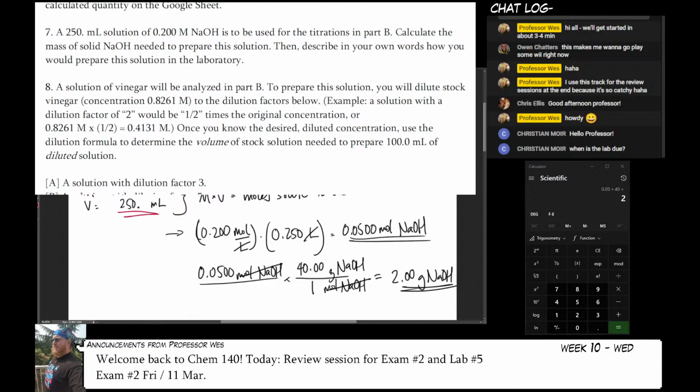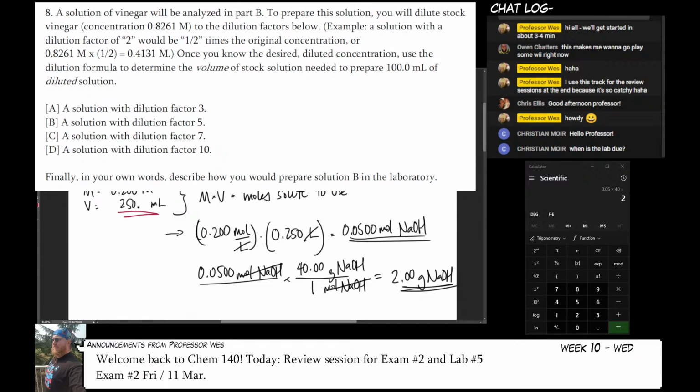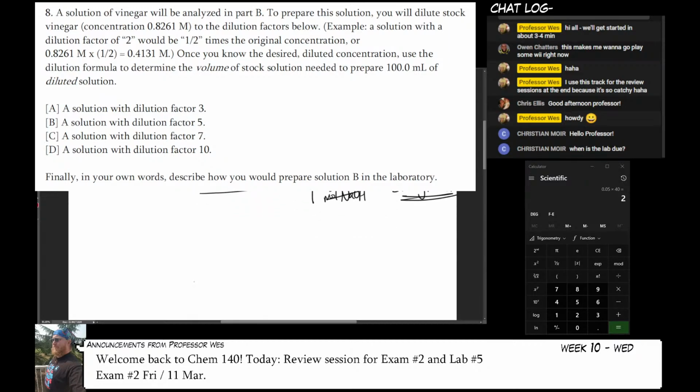Let's talk about how you do this next part right here. For problem 8 in the lab, you're going to be doing this with a liquid. Now, the issue that you'll run into here is that the terminology is a little bit confusing. So we're going to prepare a solution with a quote-unquote dilution factor. So what is meant by a dilution factor?